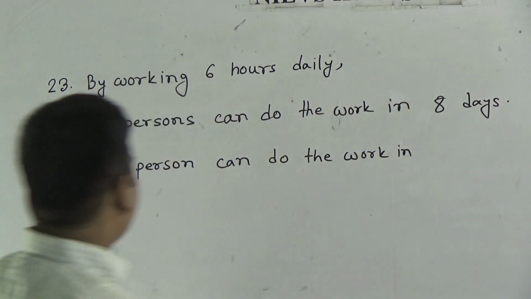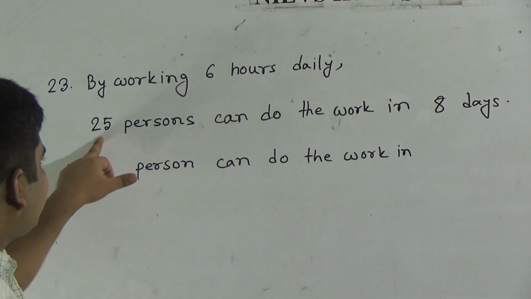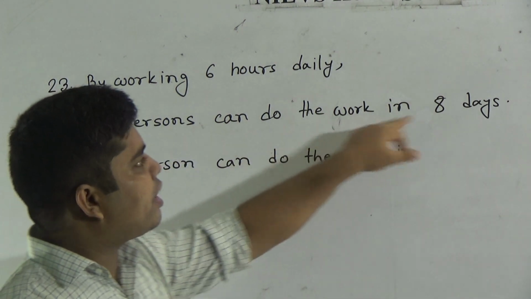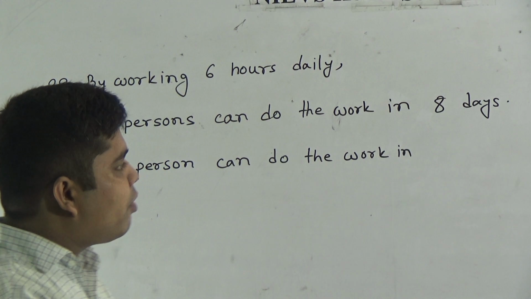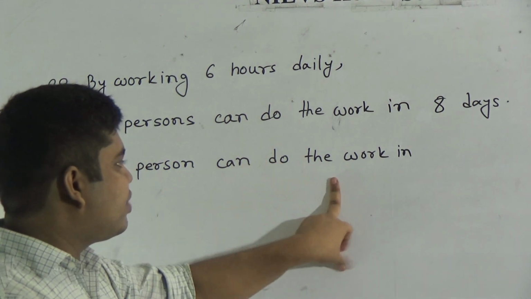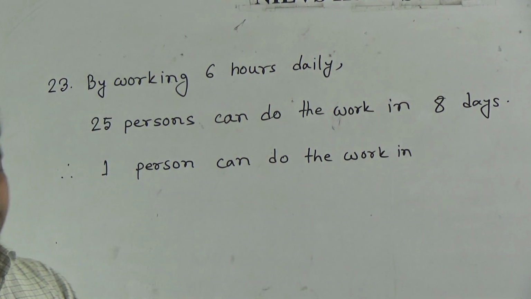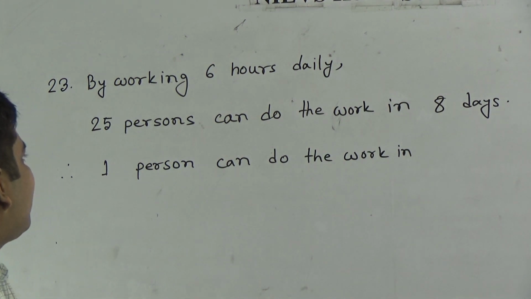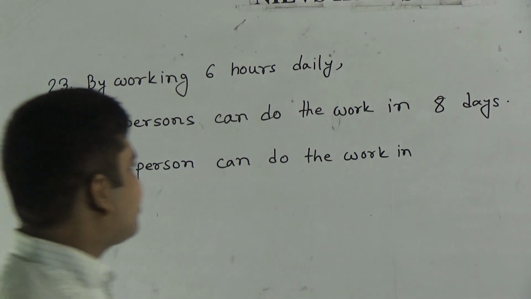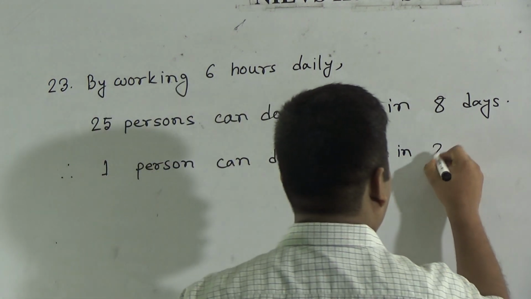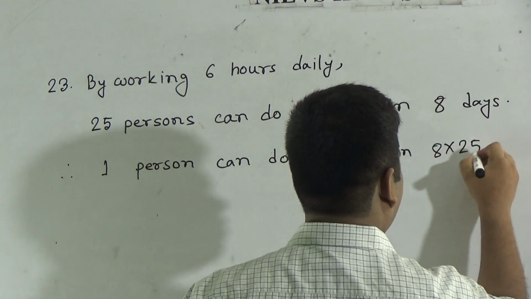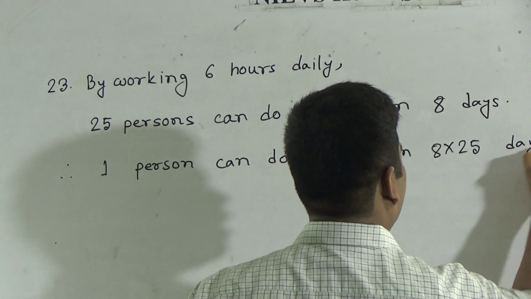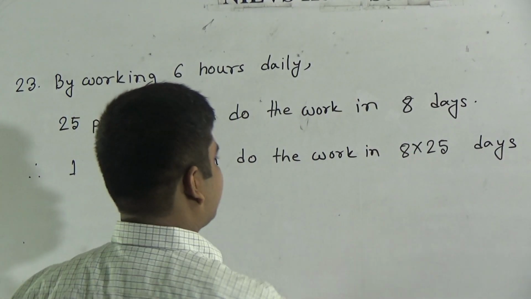My dear students, notice 25% can do the work in 8 days. For the same amount of work, will a person need more days or fewer days? It must be more days. As it is more, multiplication will happen. So write 8 multiplied by 25 days. I hope you have understood.